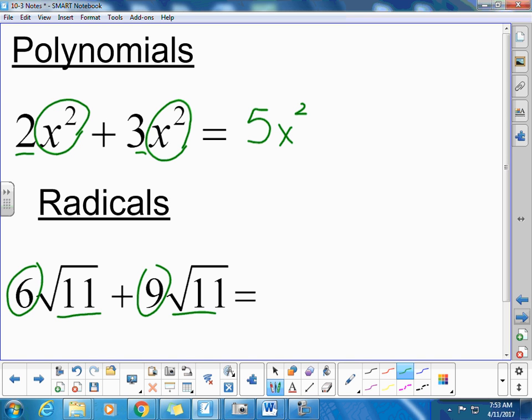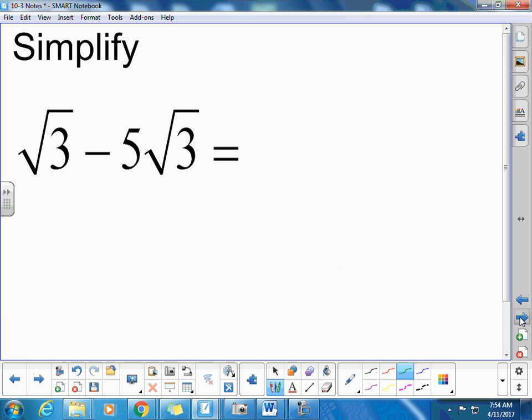How many square roots of 11 do we have? We have 6, and then somebody gave me 9 more. 9 and 6 is 15. So the radical part in addition and subtraction doesn't change. It stays the same. We're just gathering like terms. So we have 6 square root 11 plus 9 square root 11 equals 15 square root 11.